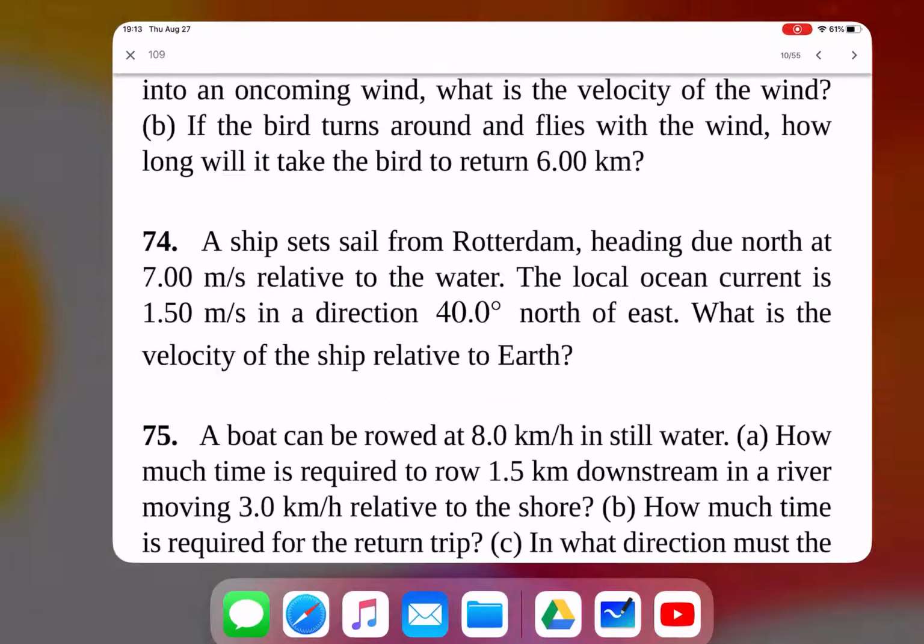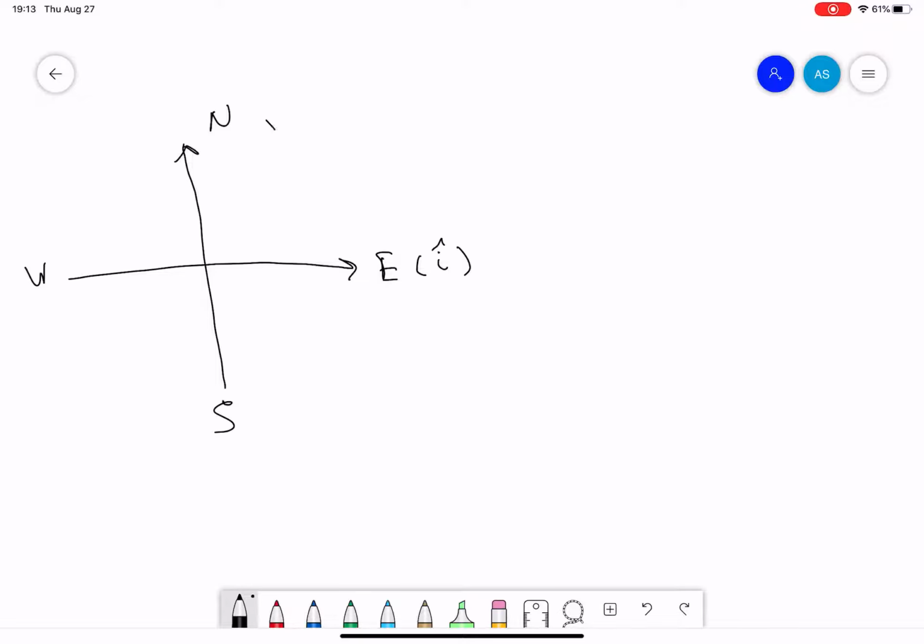Okay, now let's draw a picture. Let's first draw the coordinate systems. This is our north, this is our east, south and west. Also, let's define that this will be our i vector, this will be our j vector. This is our y, this is our x.